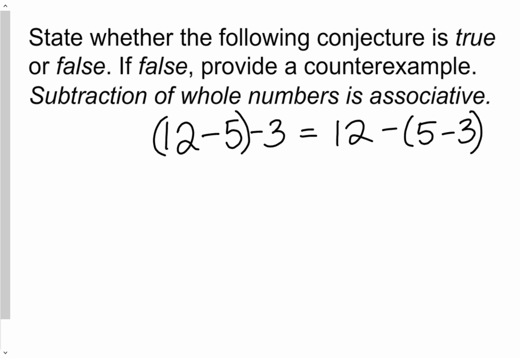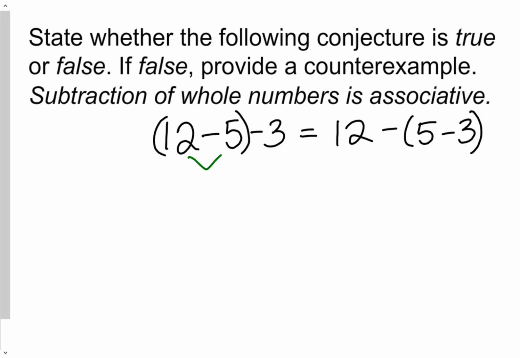Here's another example. State whether the following conjecture is true or false. If false, provide a counterexample. Subtraction of whole numbers is associative. Again, associative just basically means that we have the same numbers, but we group them differently. So I have an example here, 12 minus 5 minus 3, and the same numbers are on the right-hand side. But here 12 minus 5 is grouped, and here 5 minus 3 is grouped.